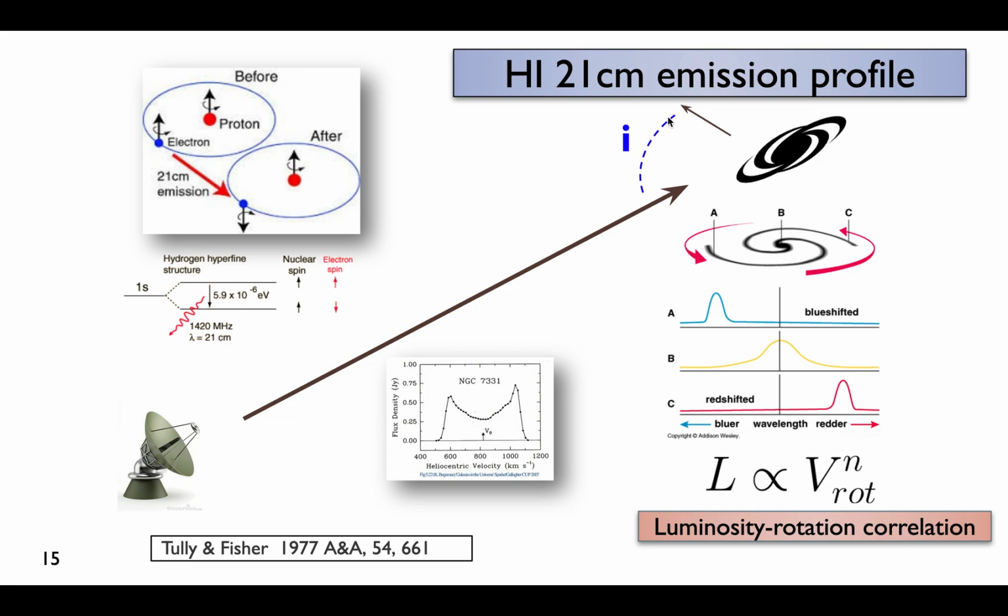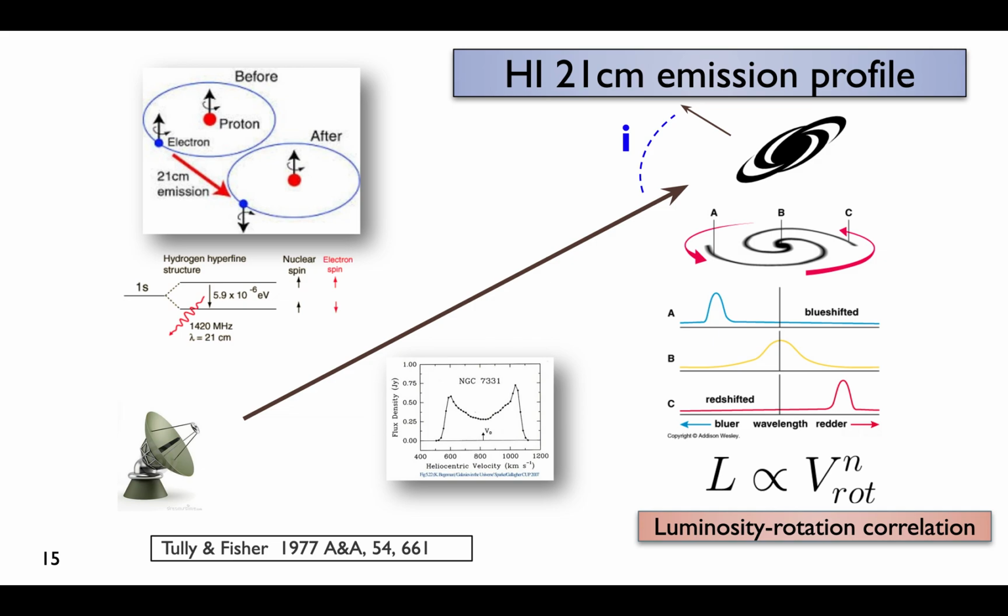Another factor that is important is the inclination of the galaxy, because if the galaxy that you are looking at is totally face on, you won't observe any broadening, because you can't observe the rotation of the galaxy.